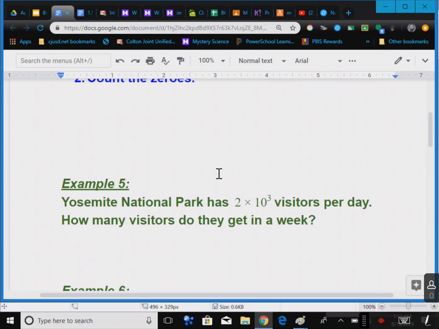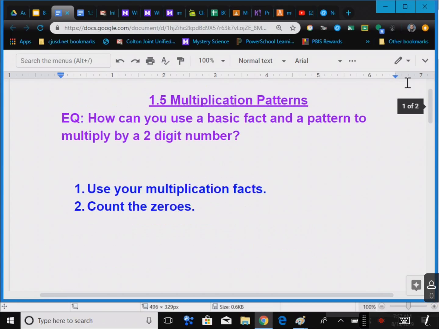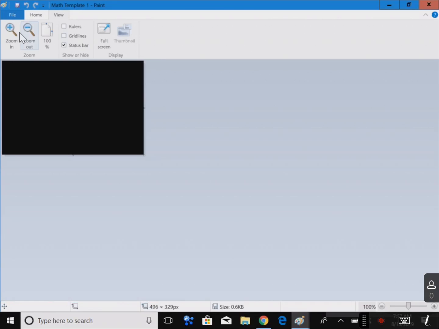Actually, we won't do example 5. Sorry, we'll do example number 1. We have 7 examples today, so we will not do example 5. We'll do example 1. So let's go ahead and get to the first example.